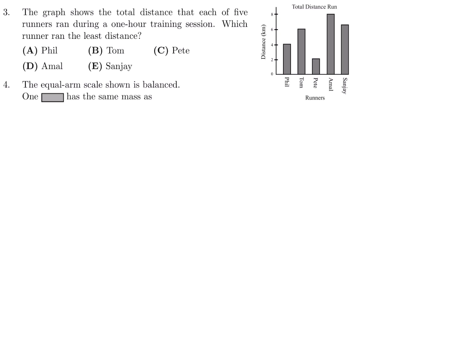The graph shows the total distance that each of 5 runners ran during a 1-hour training session. Which runner ran the least distance? This is a basic interpretation of a graph. Here are the distances in kilometers, and they're saying which one had the lowest number of kilometers, and as you can clearly see, that's Pete, who looks like he ran 2 kilometers. So number 3, the answer is C.